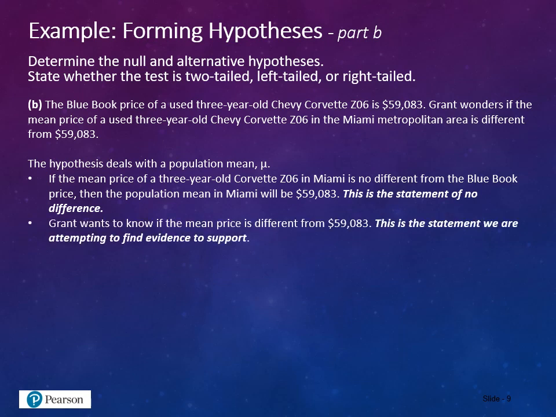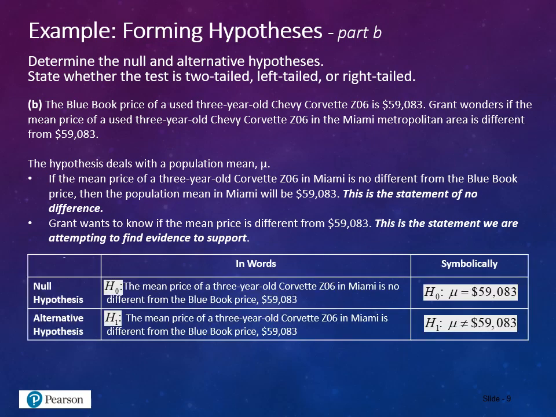Grant wants to know if the mean price is just different from $59,083. He doesn't ask if it's more or if it's less. He just wants to know if it's different. This is the statement we are attempting to find evidence to support. This is our alternative hypothesis. And again, you can see them here. The null: the mean price of a 3-year-old Corvette in Miami is no different from the Blue Book price, $59,083. I don't really like the way they've written that. I would say that the mean price is the same as the Blue Book, $59,083.